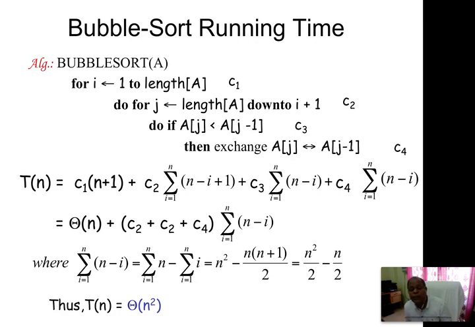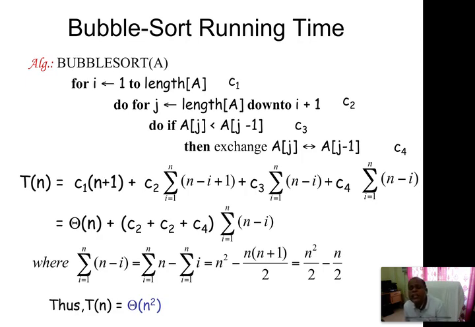Now hence what will happen? If you do the summation, the first term will be theta of n, then C2 plus C4 into the summation over I from 1 to n of n minus I, and this is nothing but n square by 2 minus n by 2. Hence T(n) will be theta of n square. Hence the bubble sort algorithm will run in order of n square, tight bound n square.